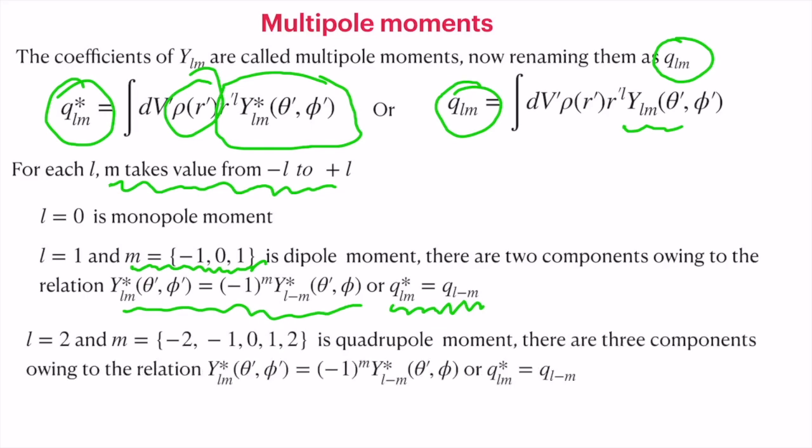Now we can go ahead. We have L equal to 2, which are called quadrupole moments. In this case, we have 5 M values, from M equal to minus 2 to plus 2. Again, they are all not independent because of the relation between the Y_LMs and their complex conjugates. So we again have basically three independent quantities which describe the quadrupole moment.